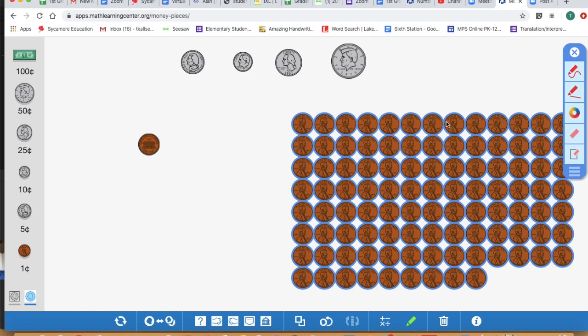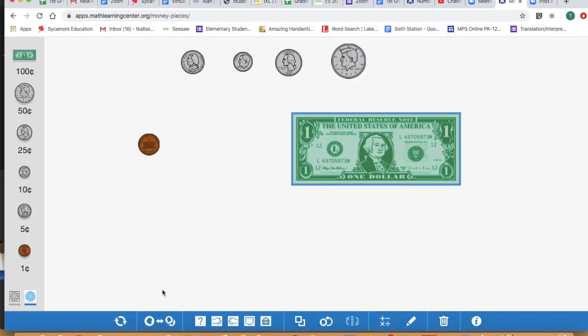There we go. Now I have 100 pennies. So you can spend time counting them. 1, 2, 3, 4, 5, 6, 7, 8, 9, 10. But this is 100 pennies. So $1 is equal to 100 pennies.